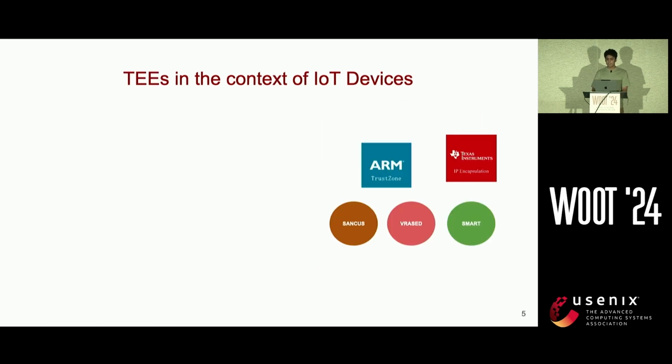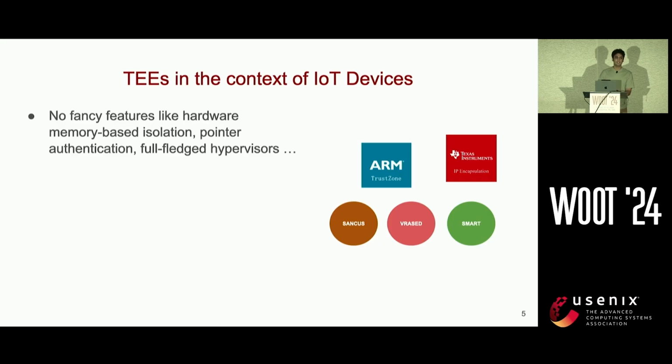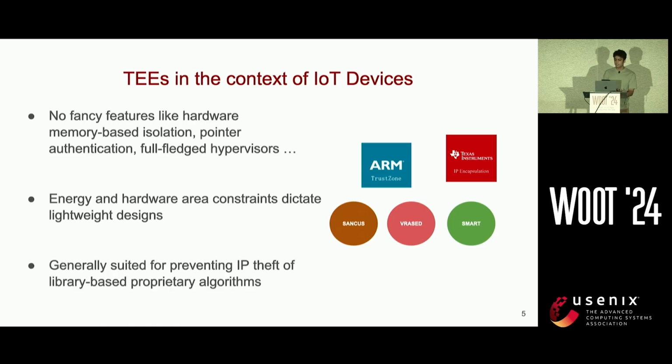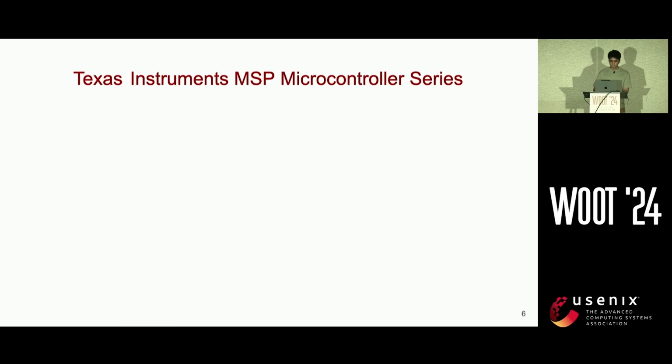IoT class TEEs in particular do not generally come with fancy features like hardware memory based isolation or full-fledged hypervisors, mainly due to the presence of energy and hardware area constraints which also dictate their designs. However, these IoT class TEEs are ideal for the base case of protecting against IP theft of proprietary algorithms. So let's pause for a second and ask ourselves the question: is there even any merit in breaking IoT class TEEs? Yes, there is, to prove the challenges that exist today in achieving lightweight trusted computing for the most ubiquitous and potentially security critical class of devices.